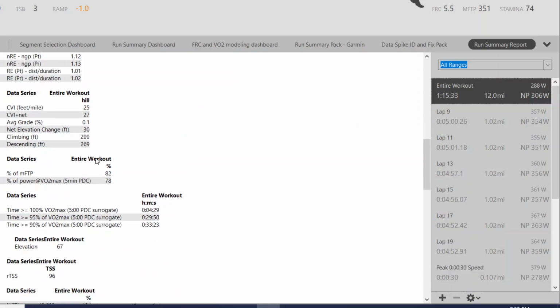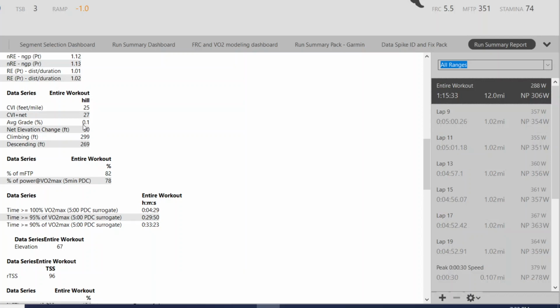The next set of metrics I include, because sometimes you have a hilly race or a hilly route, gives you some additional ways of analyzing that course, the route that the athlete took. The CVI, course variability index, gives you an indication of hilliness. The CVI plus net, same thing. Average grade: if it's a point-to-point mountain course, then the average grade certainly is not going to be 0. If you go point-to-point, it should be about 0.